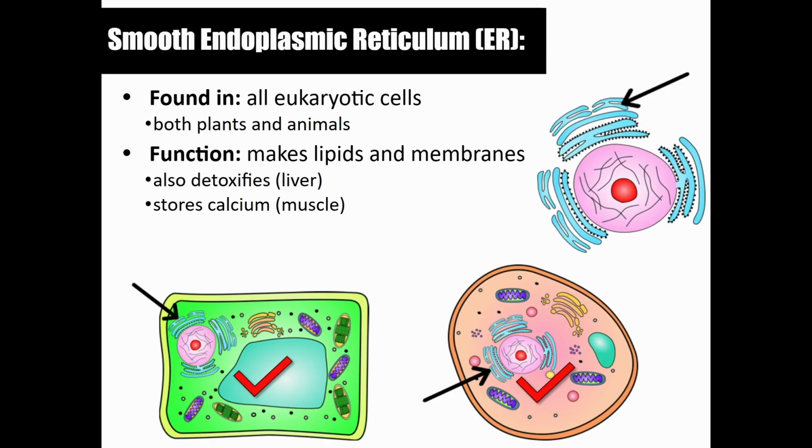This also helps. We'll go into detail, but here are some examples of what they do. It detoxifies in the liver and can store calcium in the muscle. This is when you get into deep anatomy, but just for now, just remember that they're making lipids and membranes. That's the most important aspect. Understand that there are further functions. For now, we won't discuss it.